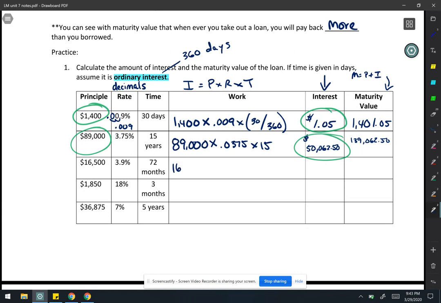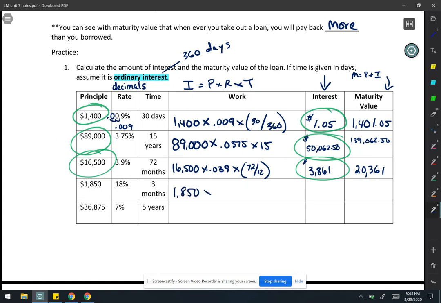Down below, we have 16,500 times 0.039 times, we're going to go 72 over 12 this time because we're doing it in months. We get 3,861. And then again, maturity value, add that back to that. We end up with 20,361.